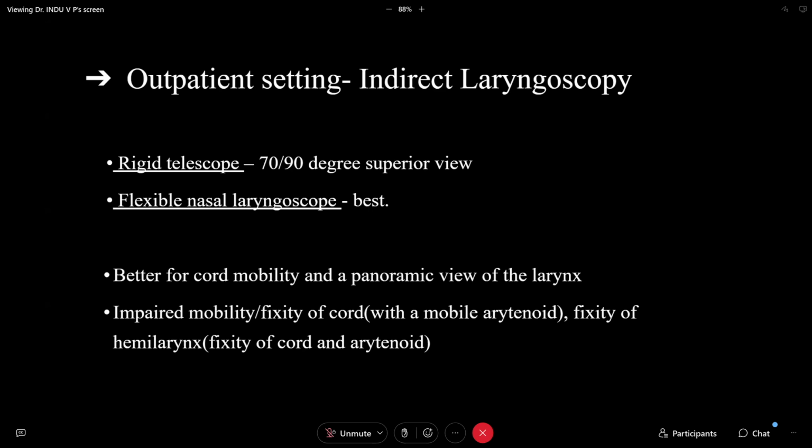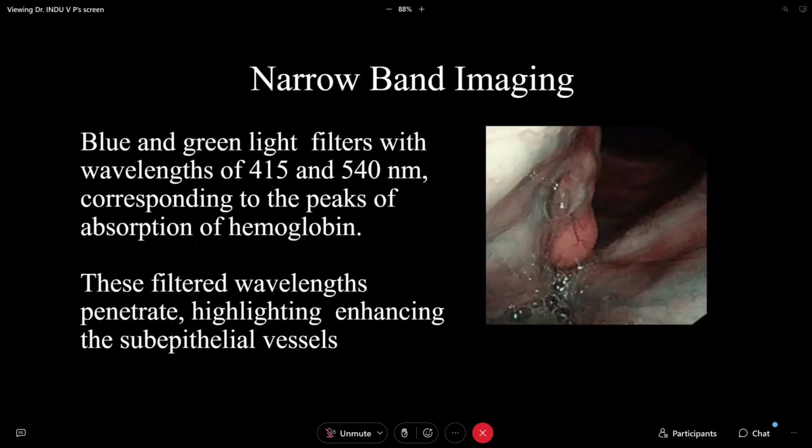So this assessment also involves the outpatient setting. It involves the telescopic Hopkins rod examination with a 70 or 90 degree scope. So we have to hold the tongue for examination. A few patients may not cooperate for this one, although it gives a superior view. So in such cases, when the patient is not cooperative, and also for better assessment of the larynx, we can go for a flexible laryngoscopic examination. It gives better assessment of vocal cord mobility and a better panoramic view of the larynx. It also helps to take a biopsy from the lesion.